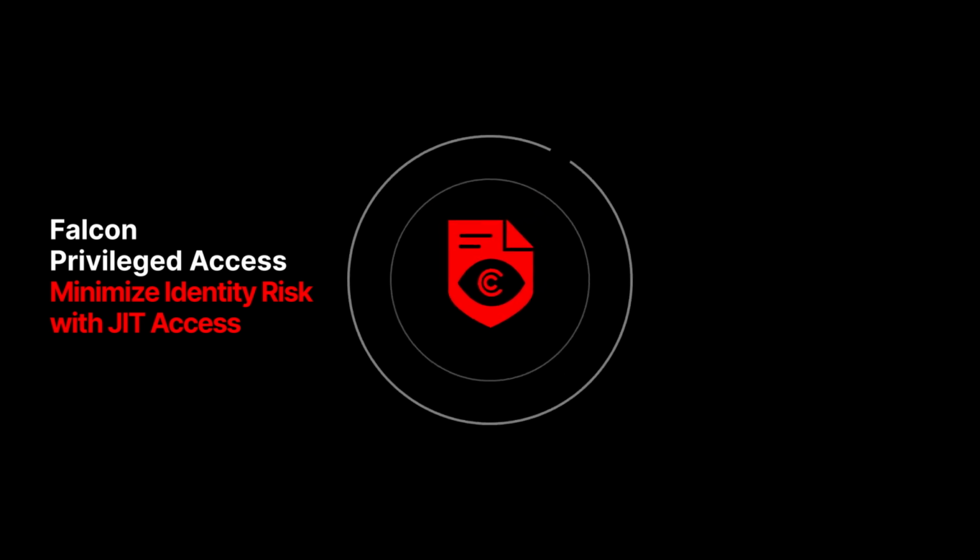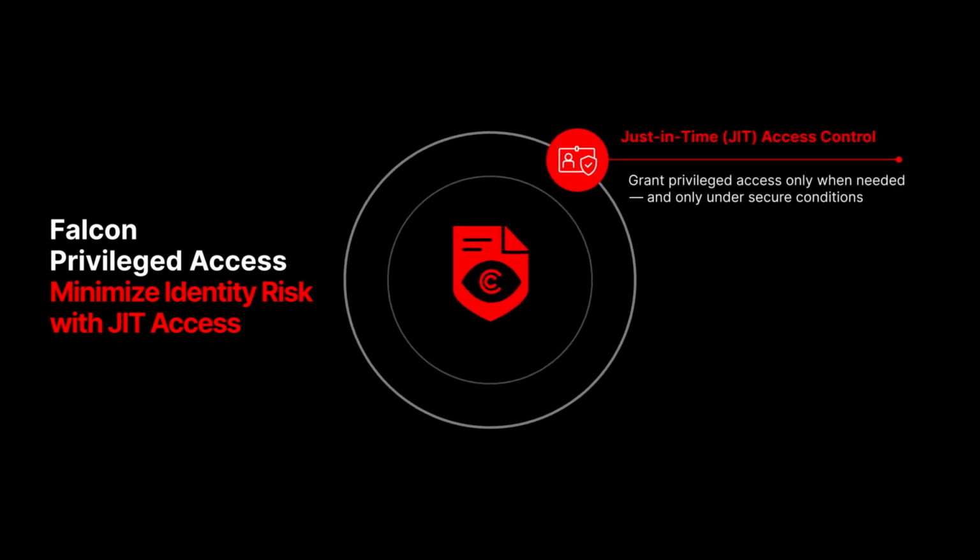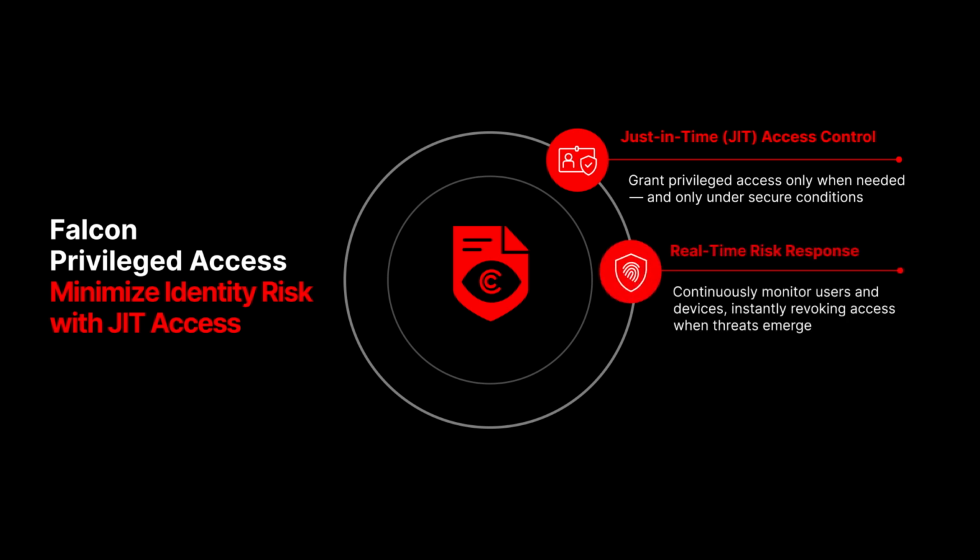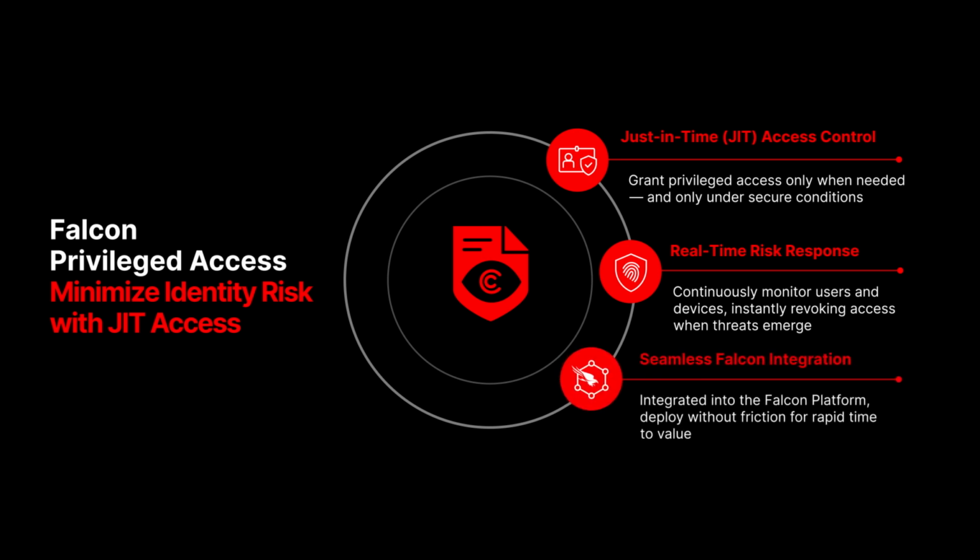Falcon Privileged Access, powered by Falcon Identity Protection, minimizes identity risk with just-in-time access, granting elevated permissions only when needed and under secure conditions. CrowdStrike protects the full identity attack lifecycle from a single unified platform, delivering industry-leading identity threat detection and response, comprehensive visibility, secure privileged access, and proactive prevention capabilities across hybrid environments. Built on the Falcon platform, it continuously monitors users, devices, sessions, and other risk levels, automatically revoking access the moment risk changes.